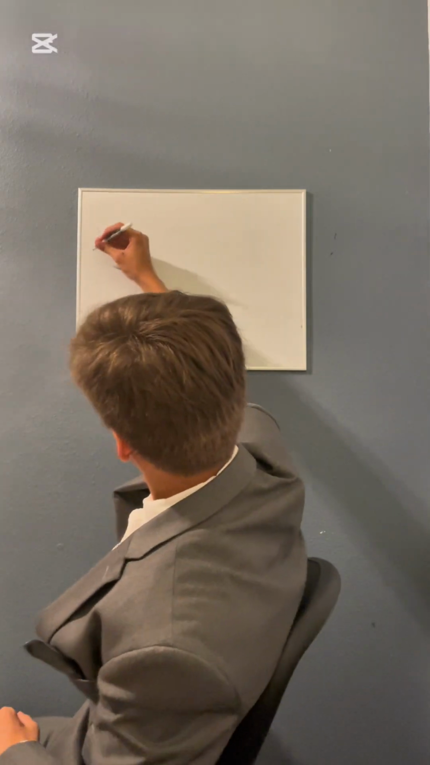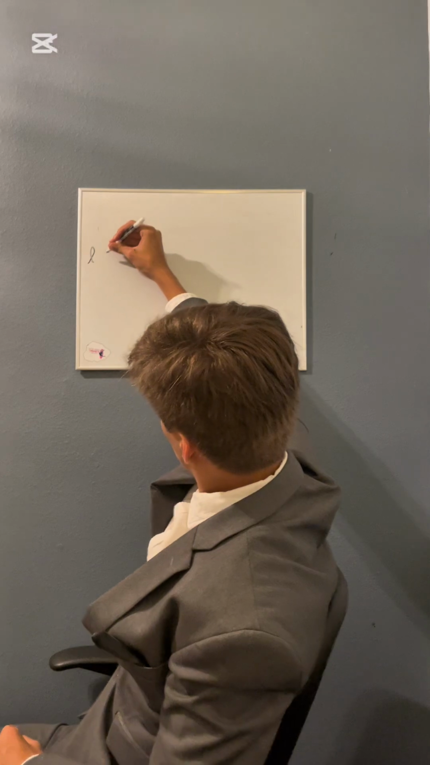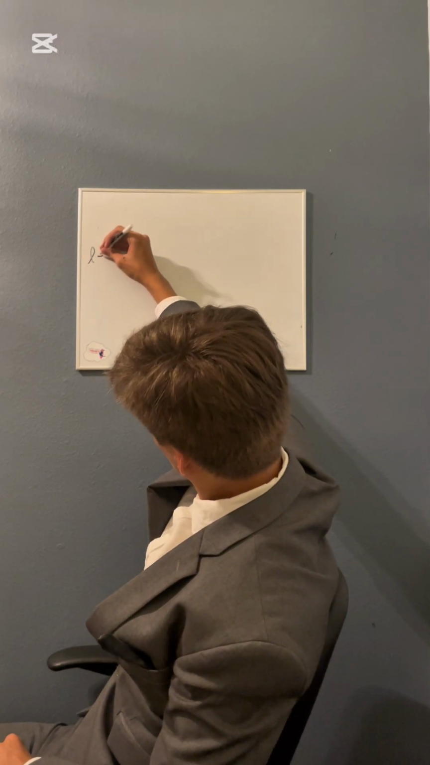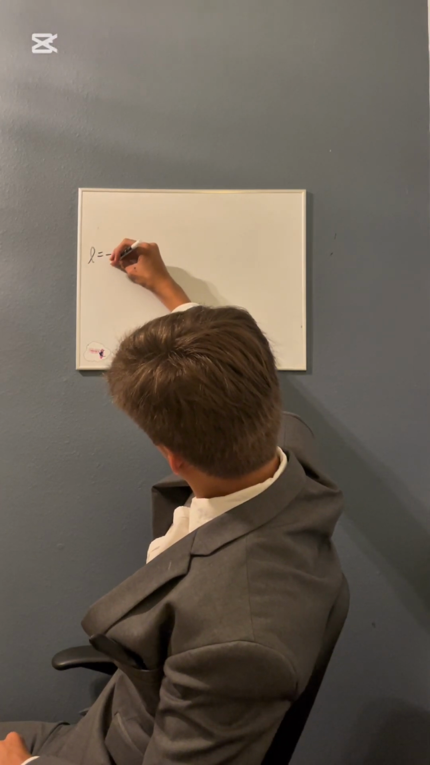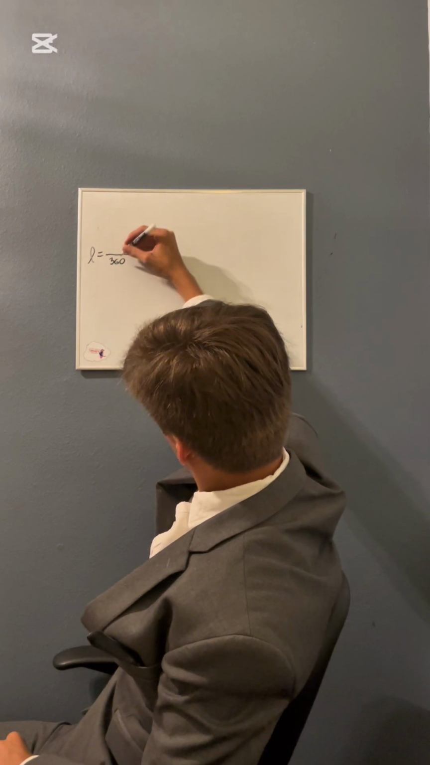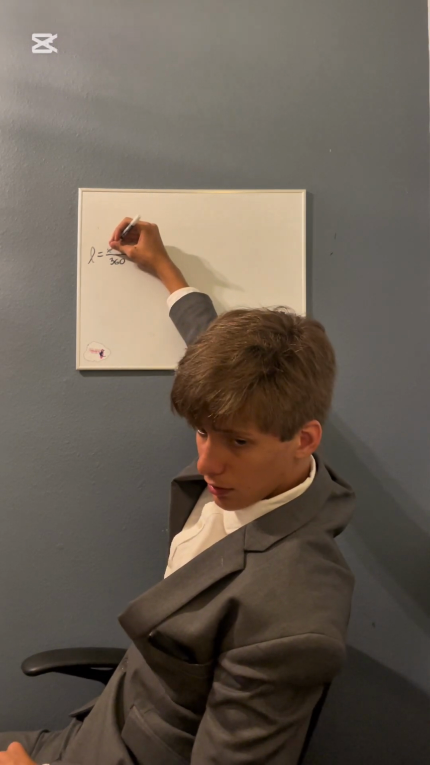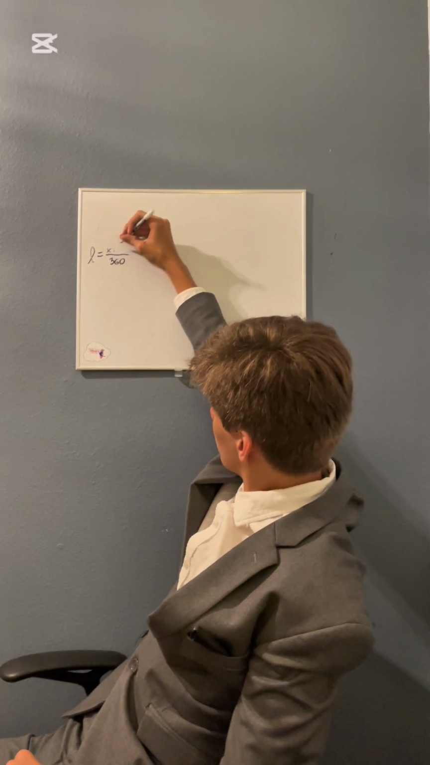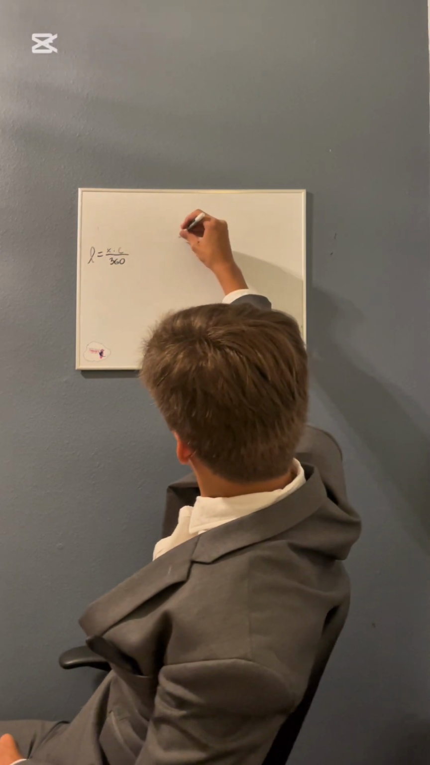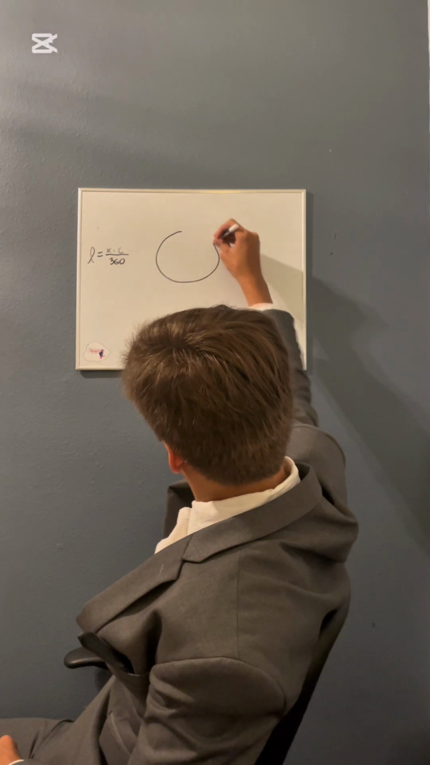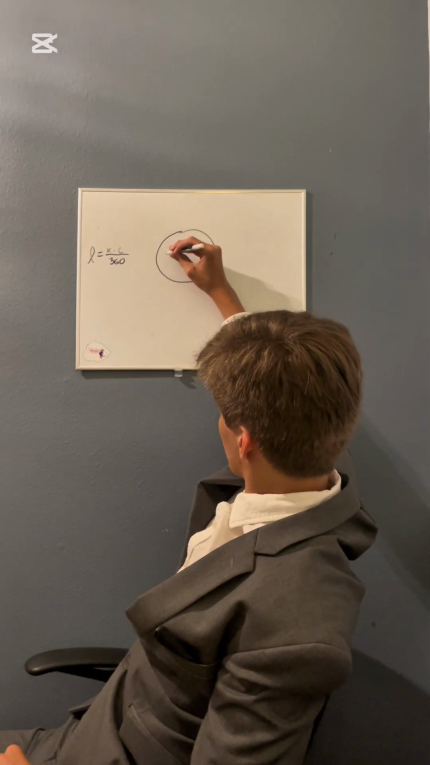We're going to teach you length of arc. The formula is the degree of your arc divided by 360 times your circumference. Let's put this into speaking terms here.